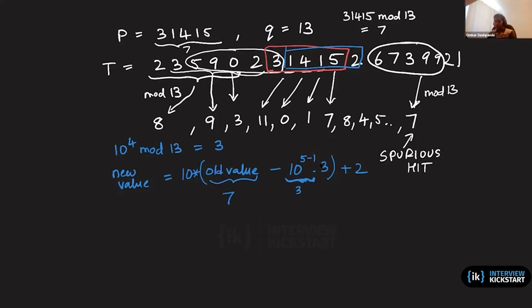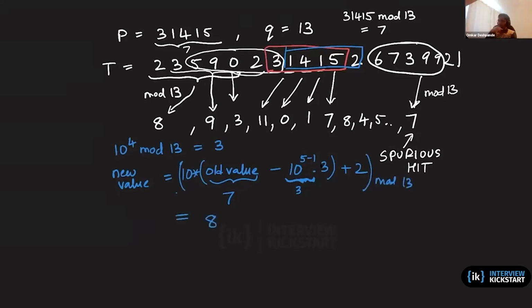And then you multiply it by 10, and then you add a 2, and then you again take a mod of the result with 13. So this is going to be again mod 13. If you do the calculation, this turns out to be 8.